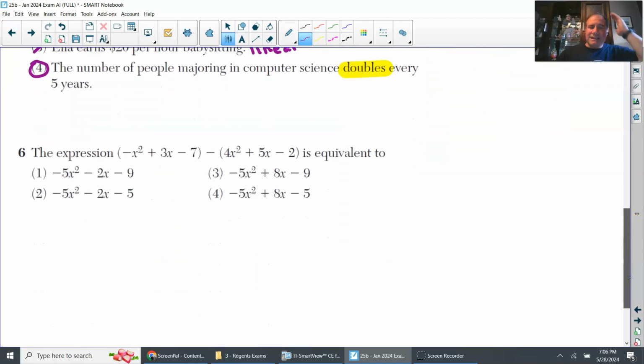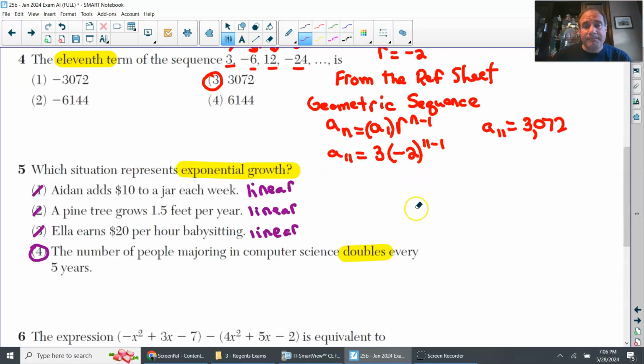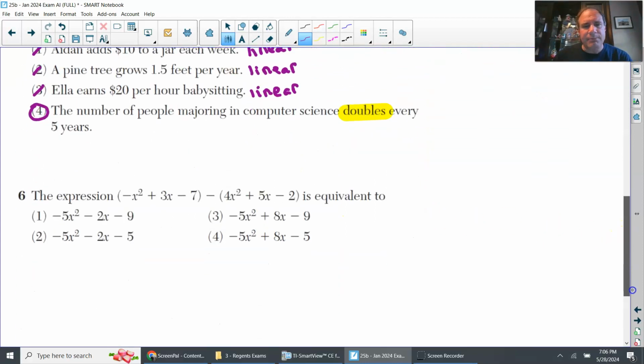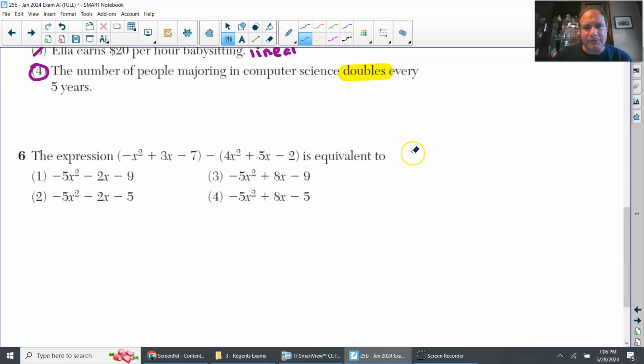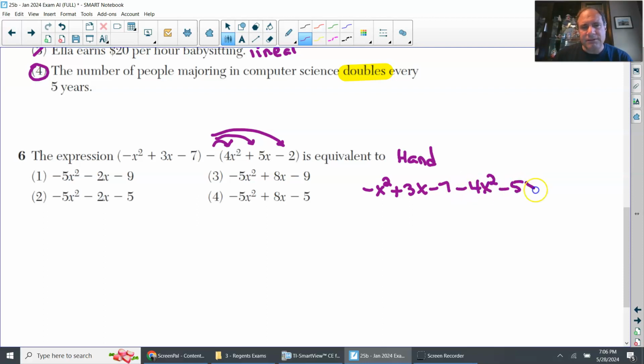For this one, you could either do it by hand, or you could put it into the calculator and match the graphs. By hand, you can just take away all of the parentheses. But remember, for the second set of parentheses, you're distributing the negative. That becomes a negative 4x squared, a negative 5x, and a positive 2, because negative times a positive is negative, and negative times a negative is positive.